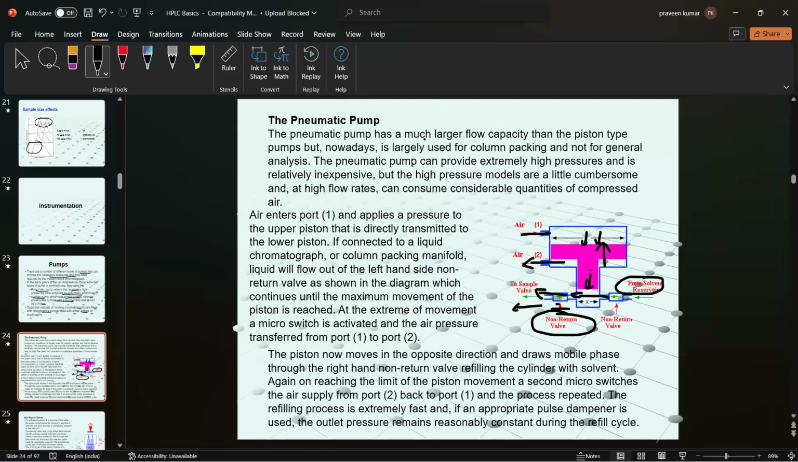So the pneumatic pump has a much larger flow capacity than the piston type pumps. Nowadays, these are mainly used for column packing, not for general analysis. Pneumatic pumps can provide extremely high pressure and are inexpensive. As I mentioned here, the air enters first and applies pressure to the upper piston, which is directly transmitted to the lower piston, and it is connected to a liquid chromatograph.